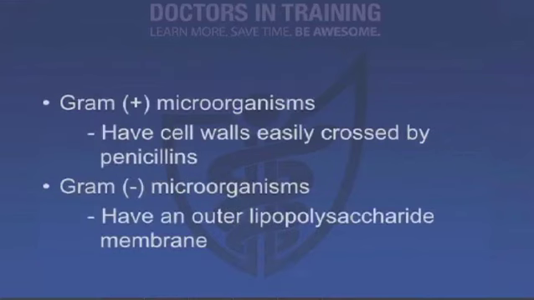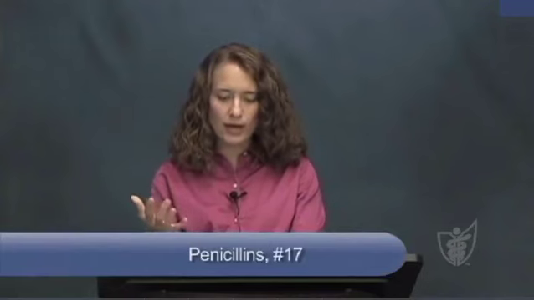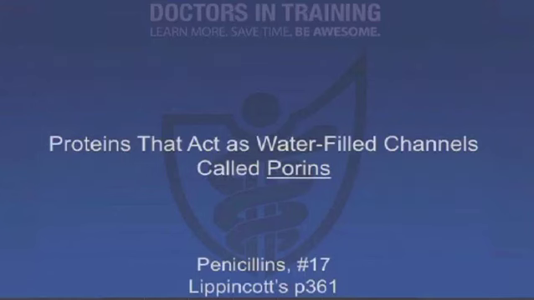In general, the gram-positive microorganisms have cell walls that are easily crossed by penicillins. However, gram-negative microorganisms have an outer lipopolysaccharide membrane, or envelope, surrounding the cell that presents a barrier to water-soluble substances, and in this case, the penicillins. The gram-negative bacteria, however, also usually have proteins inserted into that lipopolysaccharide envelope that act as water-filled channels. These are called porins, and these do permit some transmembrane entry.